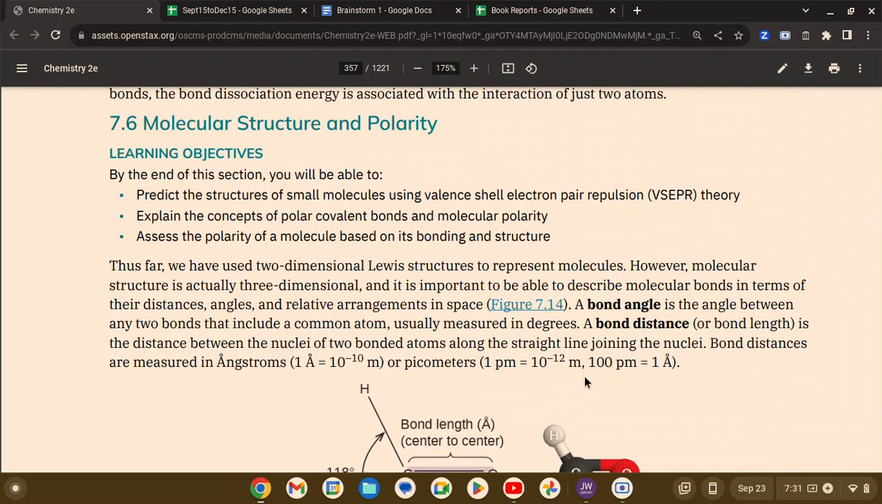Learning objectives. By the end of this section, you'll be able to predict the structures of small molecules using valence shell electron pair repulsion theory, VSEPR. Explain the concepts of polar covalent bonds and molecular polarity. Assess the polarity of a molecule based on its bonding and structure.